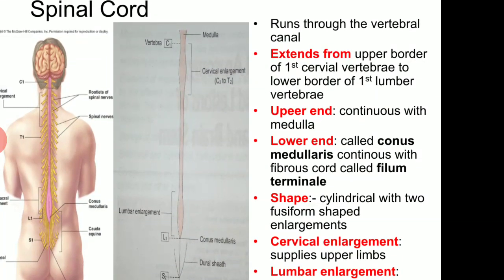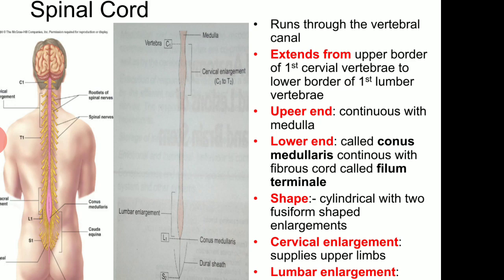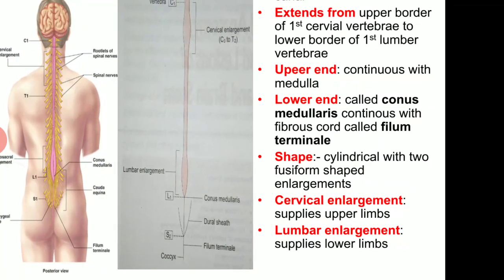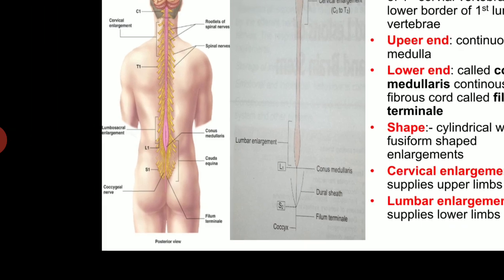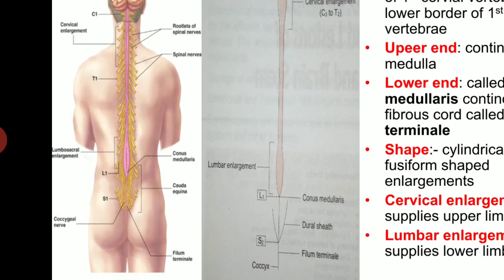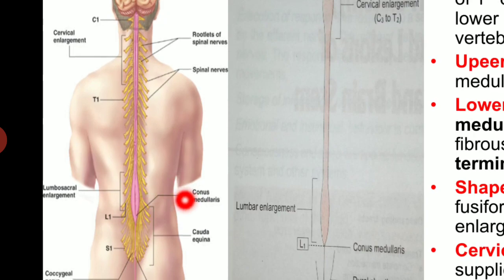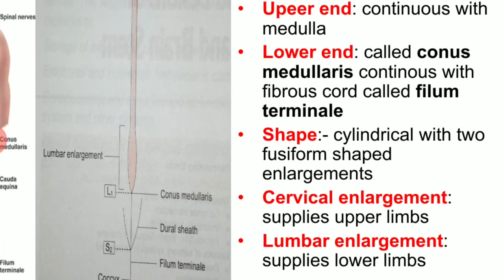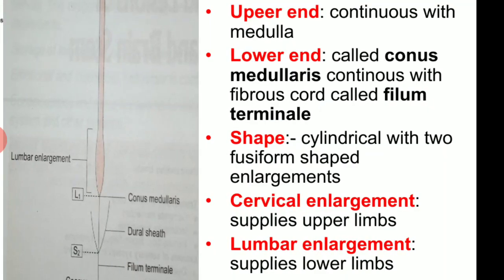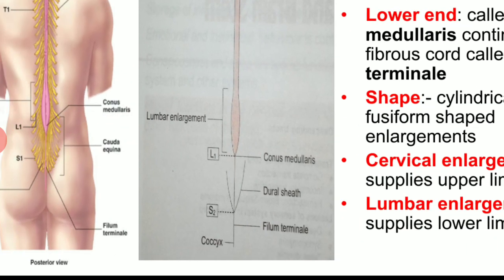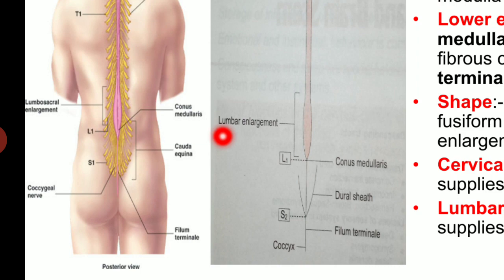Now, upper end, as we know, is a continuation of the medulla, and the lower end is called the conus medullaris. Okay, so you can see here, this is the pointed end, the conus medullaris, which is continuous with the fibrous cord called the filum terminale. You can see here in pink color, this is the filum terminale.